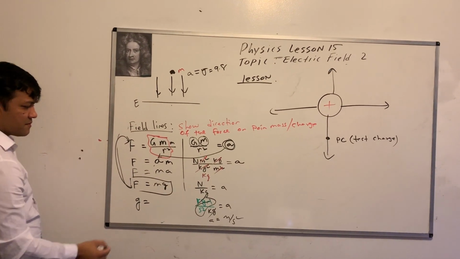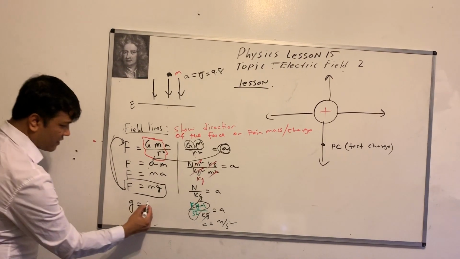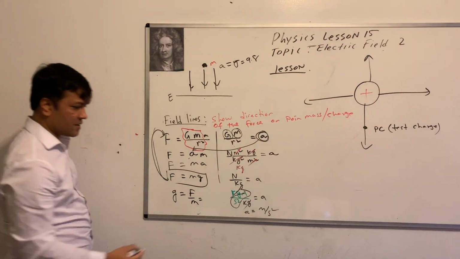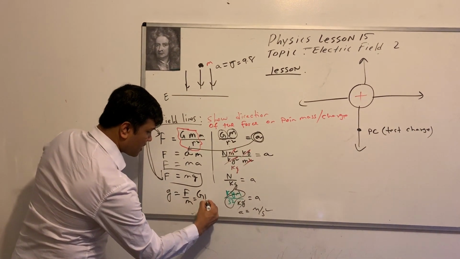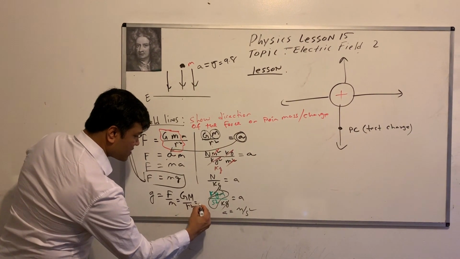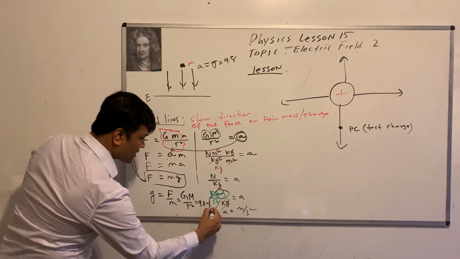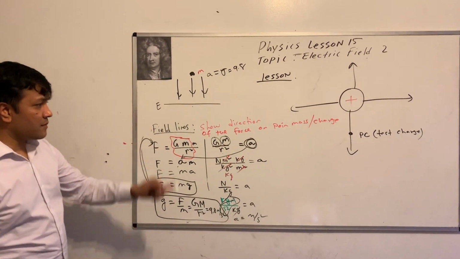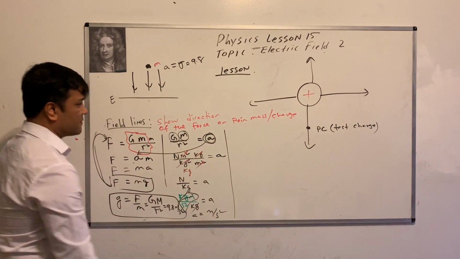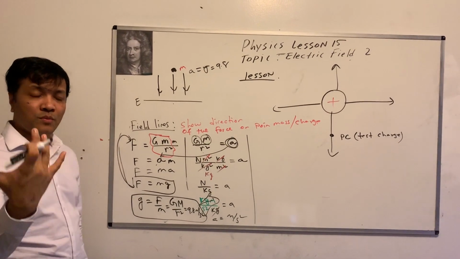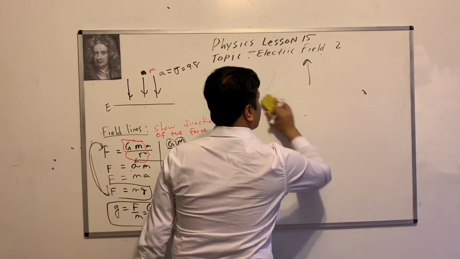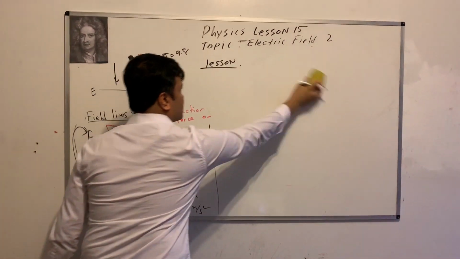All right, now we know the gravitational field. Gravitational field is F over m. So F over m is what? G m over r squared, which is 9.8 meter per second square. What a beauty. Now we're going to use the same thing. This time we're going to prove Coulomb's law. Okay, so let's do it over here.